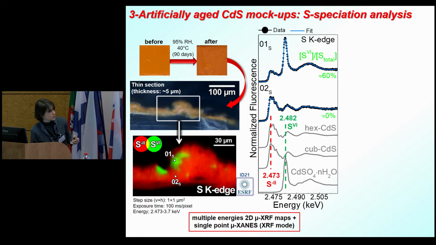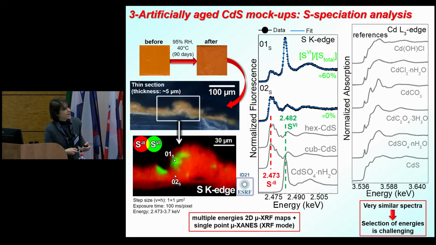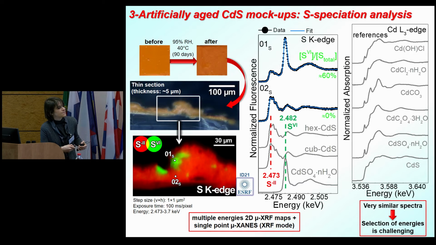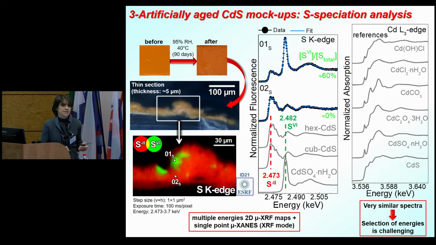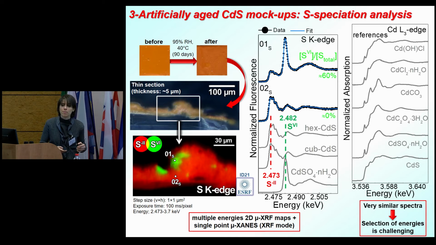However, what happens if you want to obtain some information regarding the cadmium speciation? Here you have the XANES reference spectra of some cadmium compounds at the cadmium L-edge. You can clearly see that the differences in this case are not so clear as for the sulfur compounds, meaning that it becomes more challenging, especially in complex systems like paintings, to select proper energies for discriminating different cadmium compounds. So what can be the solution?